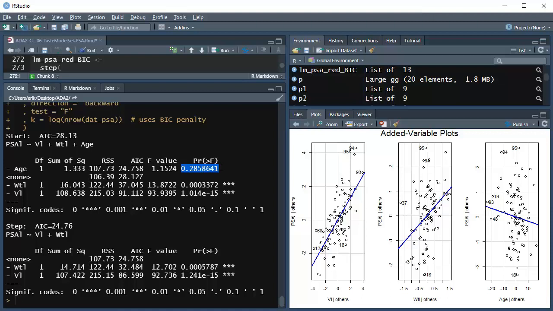So it doesn't seem to be that important. We can remove it, and when we do, we go to step 2. So it has only these two variables. It's suggested that we do nothing.